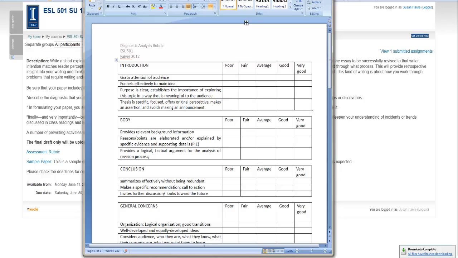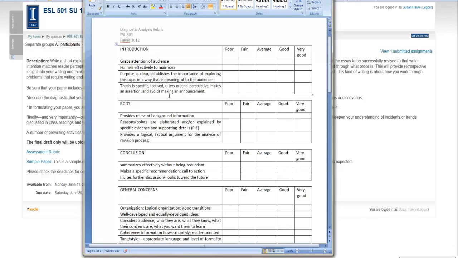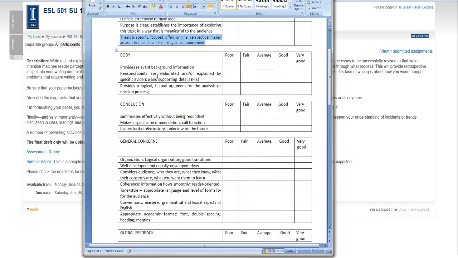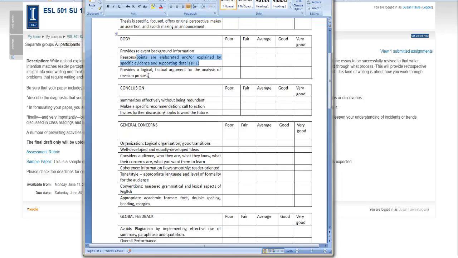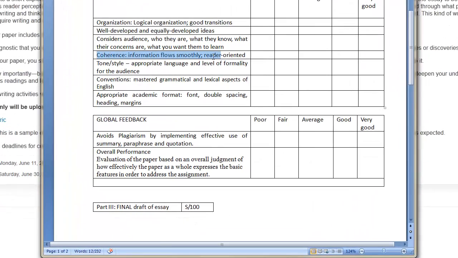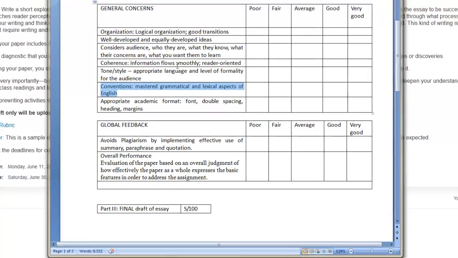Okay, so the rubric, you can see it ranks you on a scale, and you want to read these different descriptors. You'll notice right away, is the purpose clear? Is the thesis specific and focused? These are all things that have been covered in the modules. And do you use PIE structure? If you go down, you'll see coherence is there, audience is there, tone and style, which was the academic style lesson, and then conventions is going to be, I think it's 1.8, the advanced punctuation lesson.